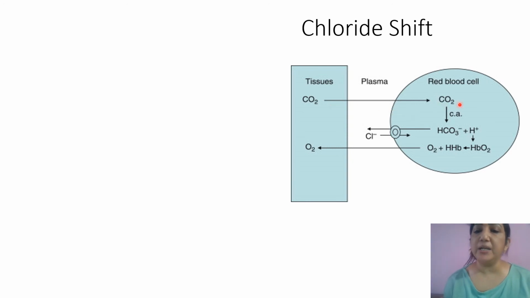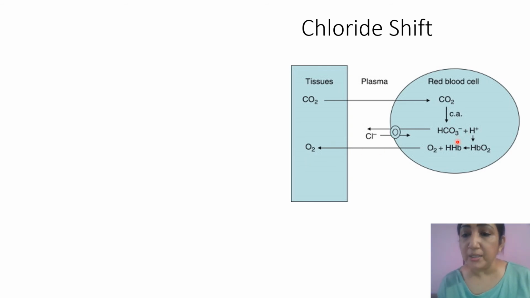After coming into the red blood cell, this carbon dioxide, in the presence of carbonic anhydrase along with water, forms carbonic acid. This carbonic acid, again with the help of carbonic anhydrase, is broken down into bicarbonate and H plus ion. Because of this H plus ion, the pH is decreased and acidity is increased. Because of that, hemoglobin releases the oxygen and binds with the hydrogen ion, and the released oxygen is unloaded to the tissue. This much is over.